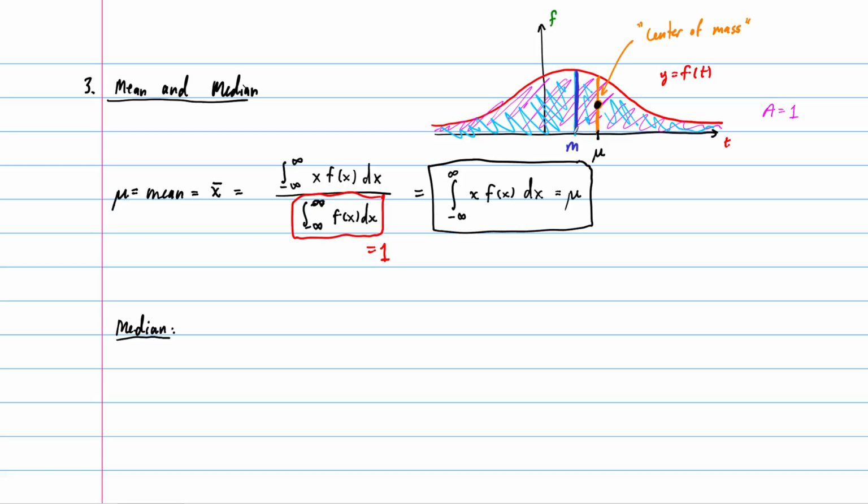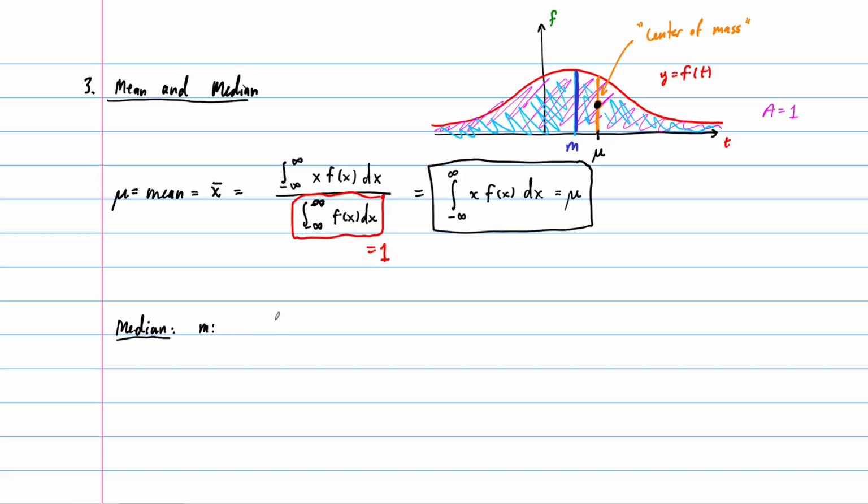It's got to be the x value for which, when you integrate up from negative infinity to m, you get half of the total area. Well, half of the total area is a half because the total area is 1, right? Or you could go in the other direction. You could start at m and go to infinity.